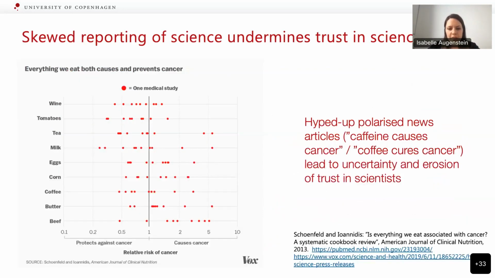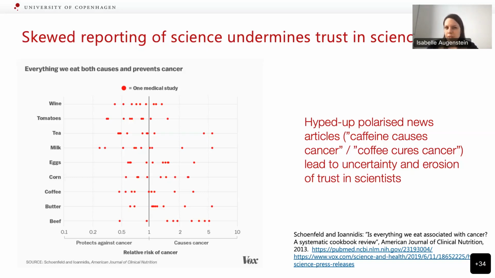And one example I find very interesting is all the coverage about general food products, everyday food we consume, like eggs and tea and beef and so on. And there are lots of hyped up polarized news articles about them. So whenever there is a study that finds that some subgroup has a negative reaction to something, it ends up being covered by some news outlet as something along the lines of caffeine causes cancer or coffee cures cancer. And that then leads to uncertainty and erosion of trust in scientists.